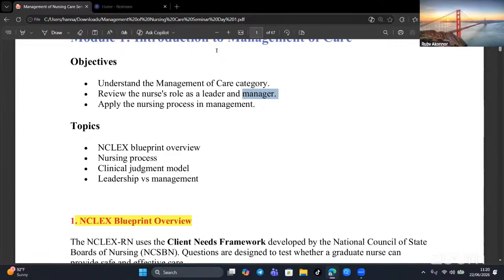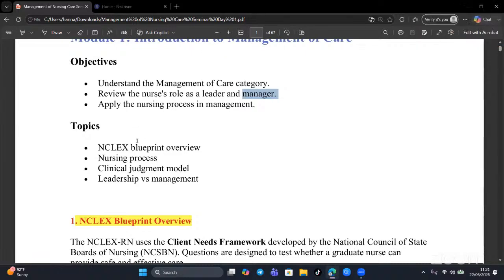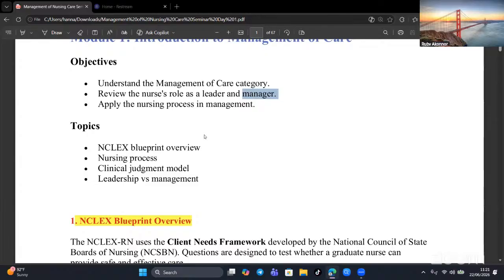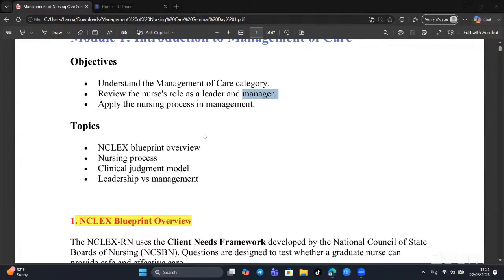So we have the NCLEX blueprint. Those who are going to write NCLEX, you have a blueprint. I've added it, so when you get a slide, just go to the view. We'll also look at the nursing process.